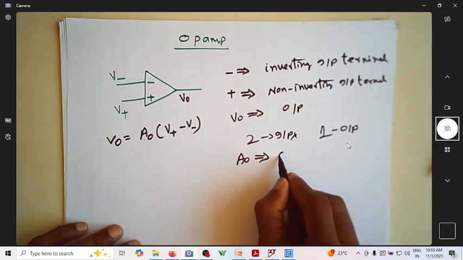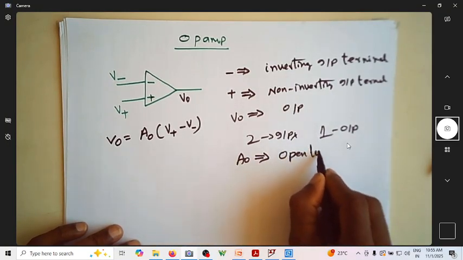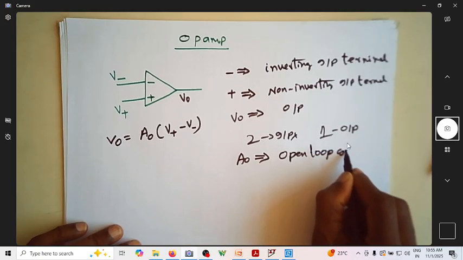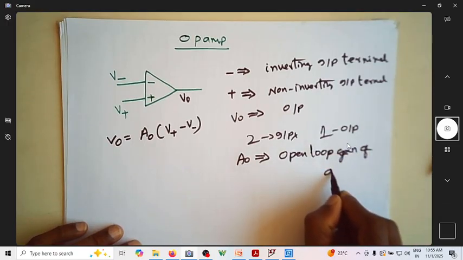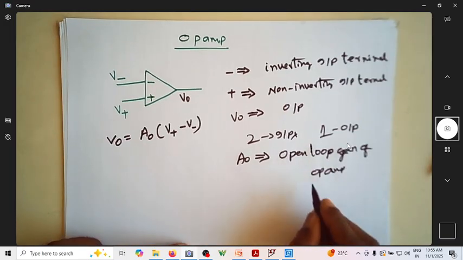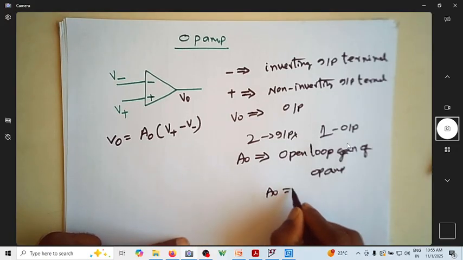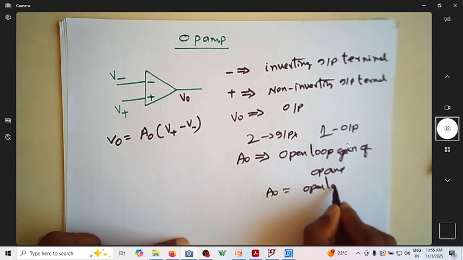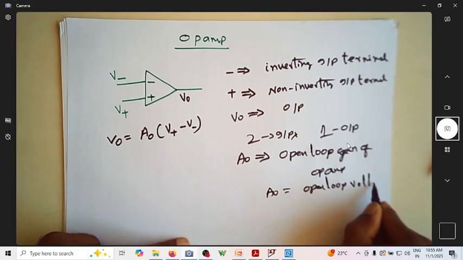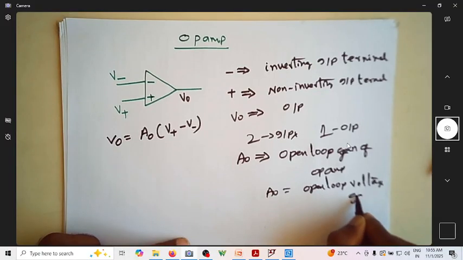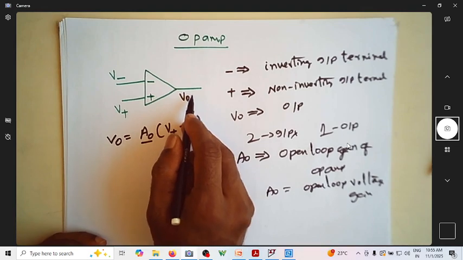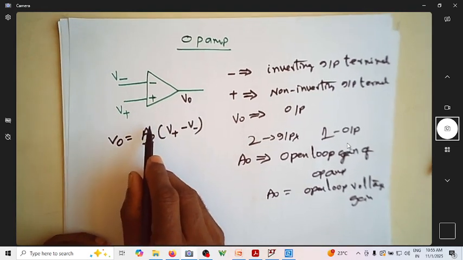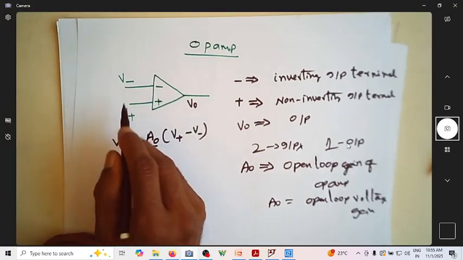This A naught is referred to as the open loop gain of the op amp. When I say gain, it is voltage gain. So this is the open loop voltage gain. Now this is A naught, and the output voltage is the open loop gain times the difference of the two inputs.